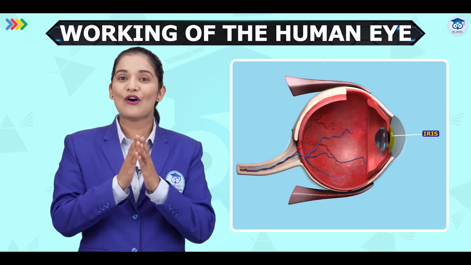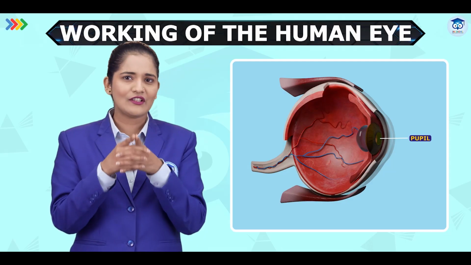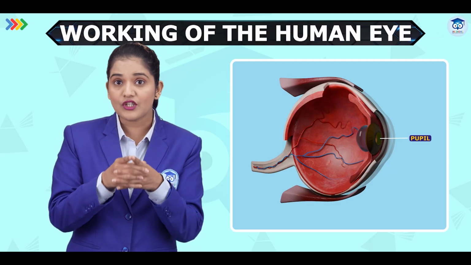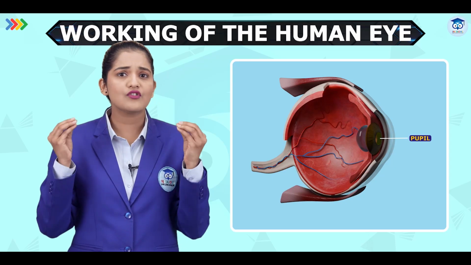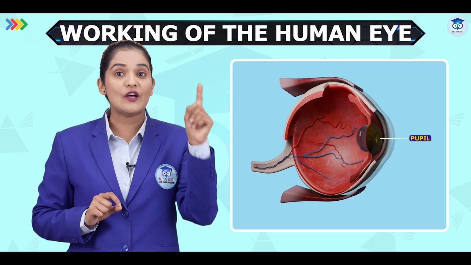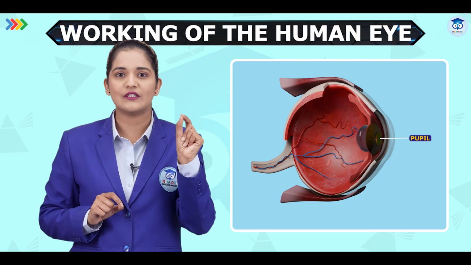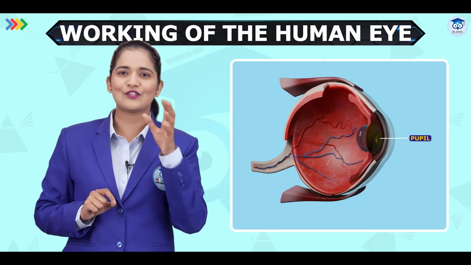Next, let's move on to the pupil. It is the opening at the center of the iris, and its main function is to control the amount of light entering the eye. This is important because the eye needs the right amount of light for clear vision, not too much, not too little.